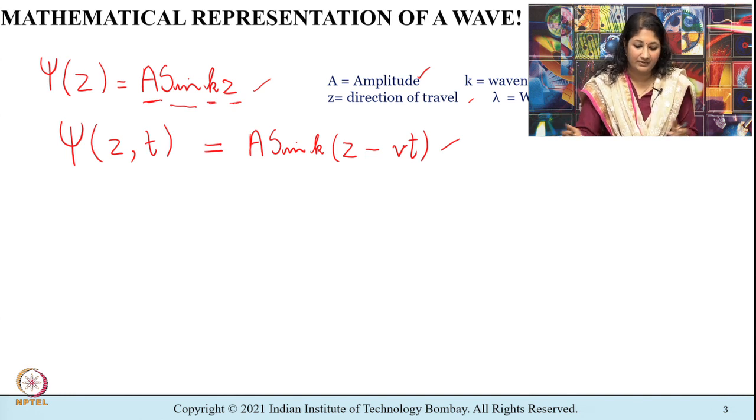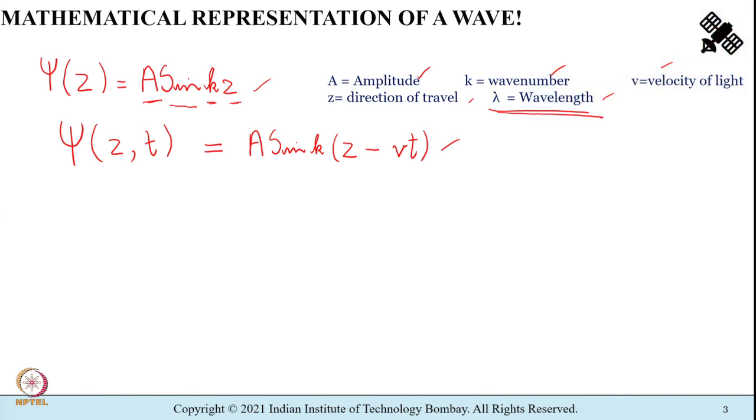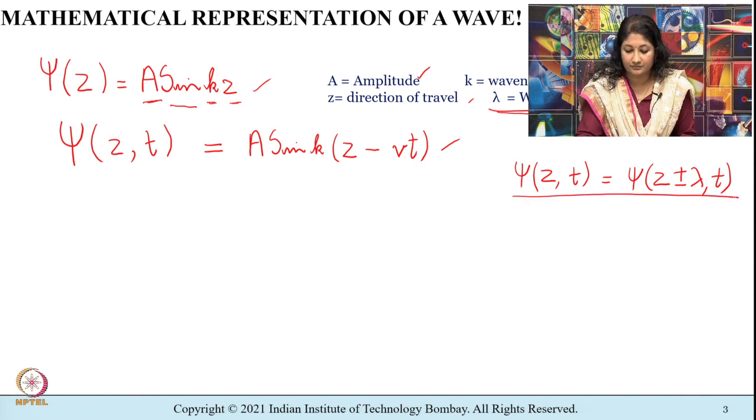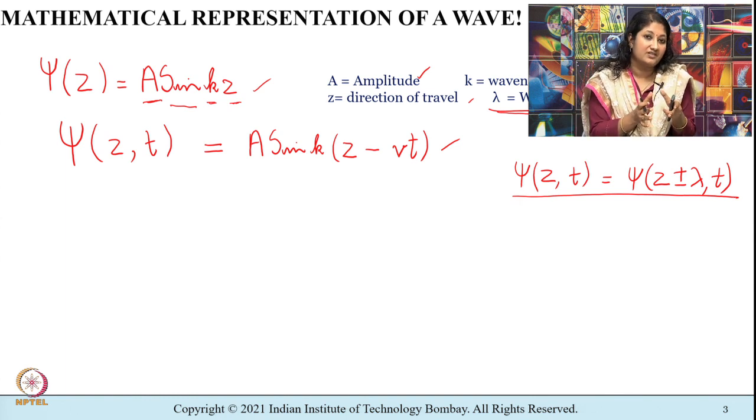We know that lambda is nothing but the wavelength of a wave, that is the distance over which the function is repeating itself, which means any increase or decrease of z by lambda, I can denote it as something like this, z plus or minus lambda. Any increase or decrease in lambda, that is the wavelength of a wave, the distance over which the function repeats itself, I can denote it like this.